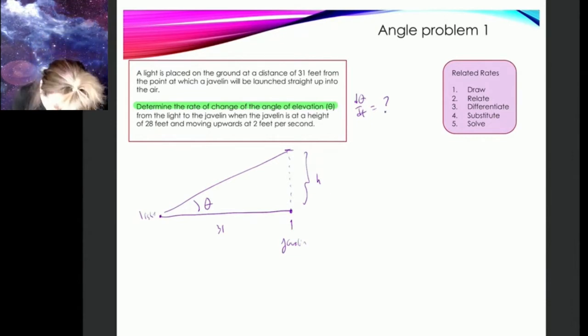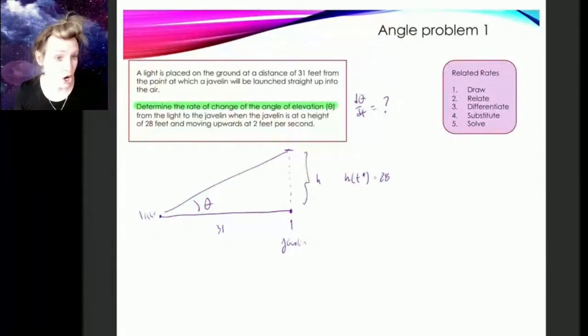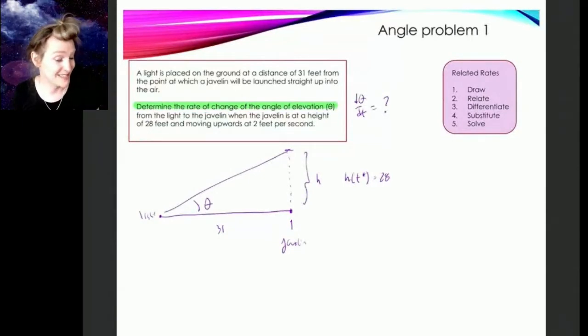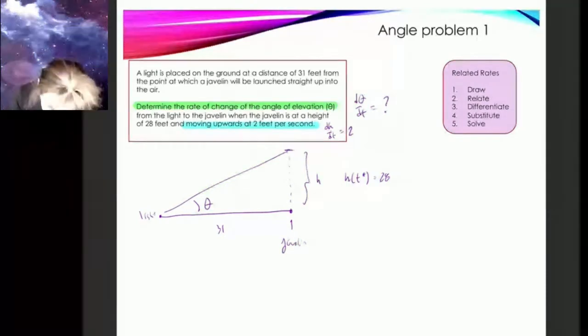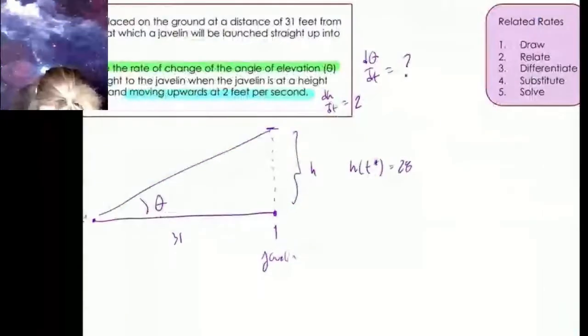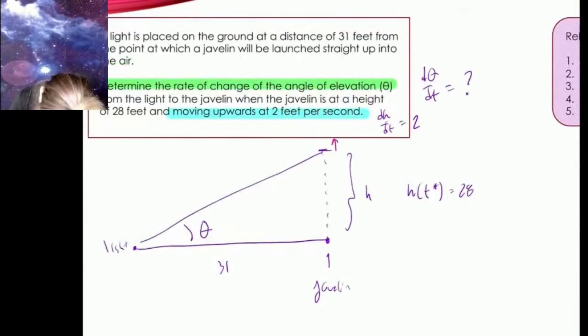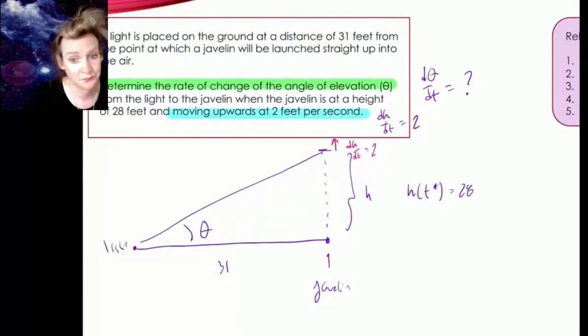When the javelin is at a height of 28 feet, so h of t star equals 28. For some t star, we don't care what its value is, but for some t star, it's 28. It's not always 28, it's just 28 for a moment. But the last part of that sentence is moving upwards at 2 feet per second. That says that dh dt equals 2. So there's a motion arrow right here, and I know that that's 2.